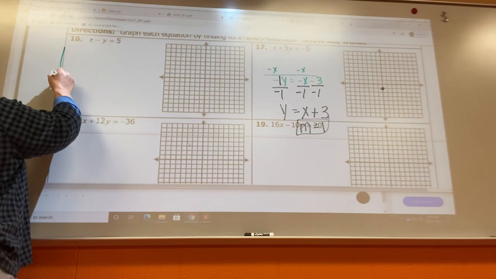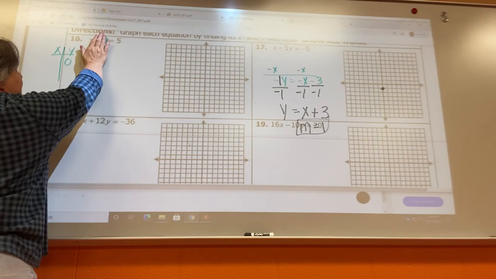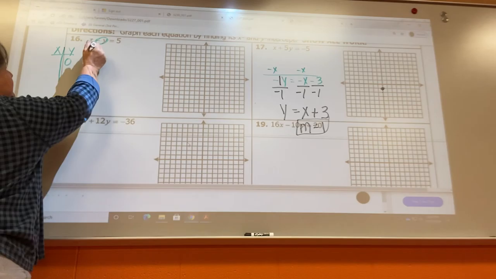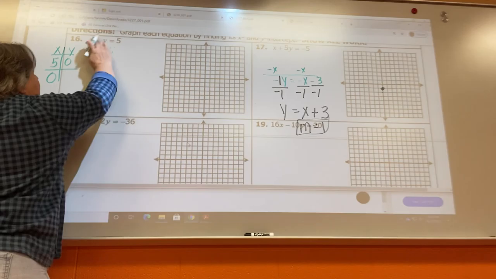So I have y equals 3x plus 7. All right, I got it. This is b, 3 over 1, this is m. I just have to graph it. So it starts at 7. It begins at 7. 1, 2, 3, 4, 5, 6, 7 on the y-axis.